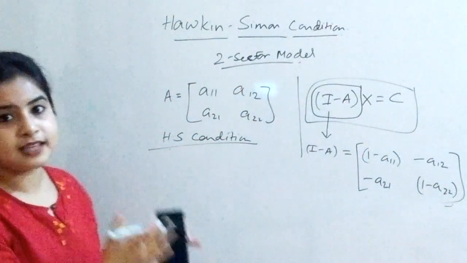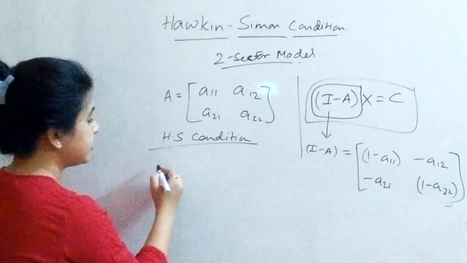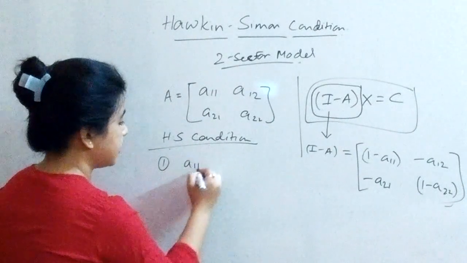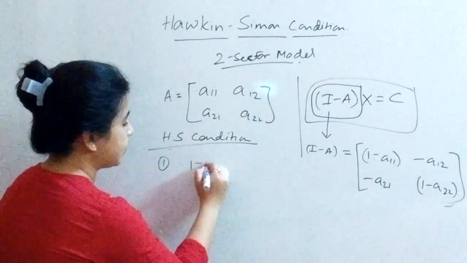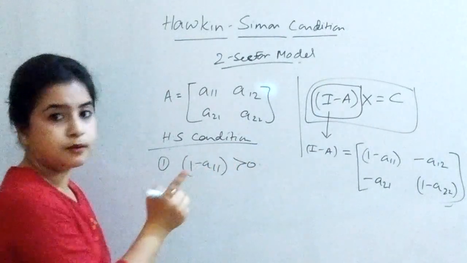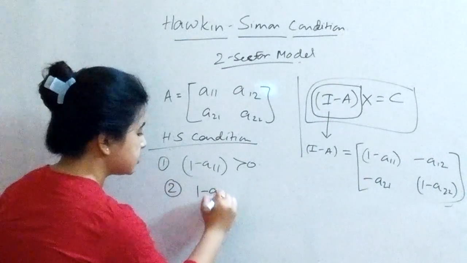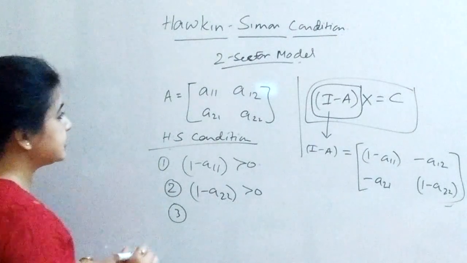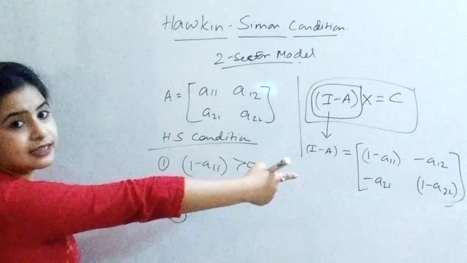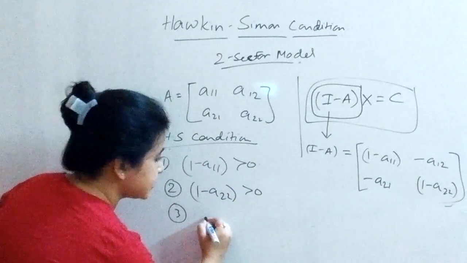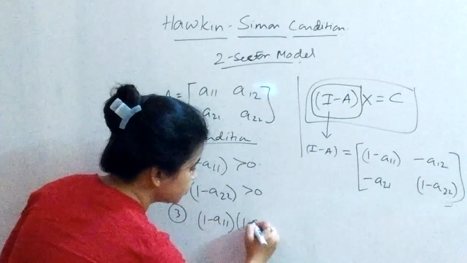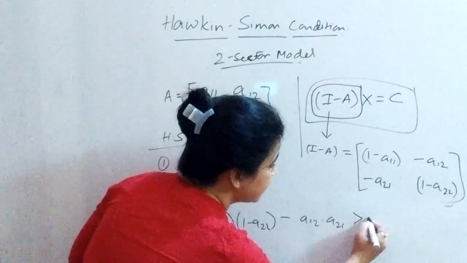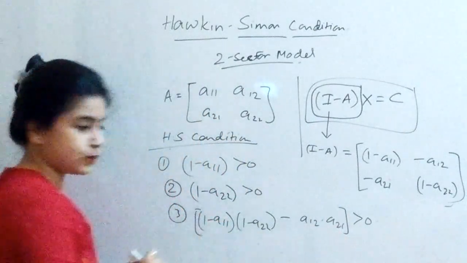Now let's come to the Hawkins-Simon condition. From there, condition number 1 for the two-sector model requires that 1 minus A11 has to be positive. Number 2 says 1 minus A22 has to be positive. And number 3 says that the determinant of this I minus A matrix, which is nothing but (1 minus A11) into (1 minus A22) minus A12 times A21, has to be positive as well.